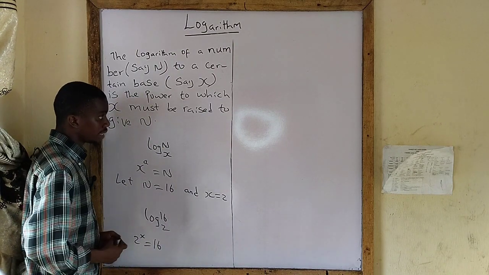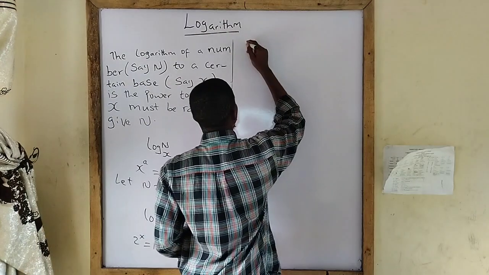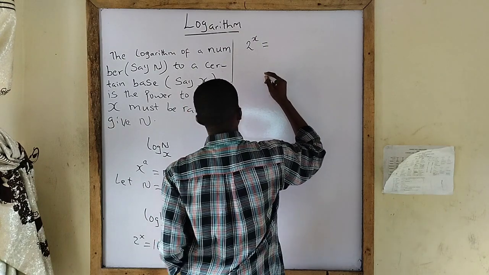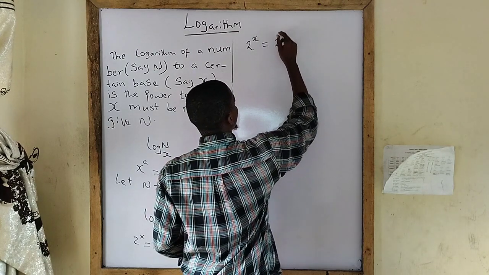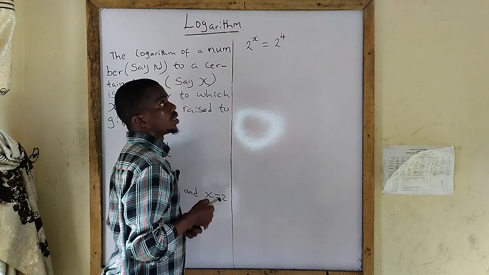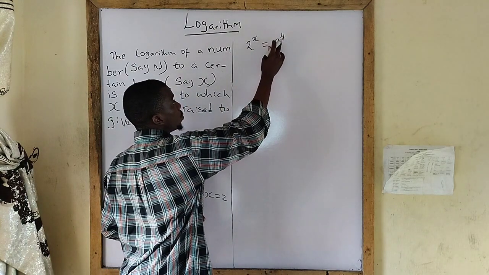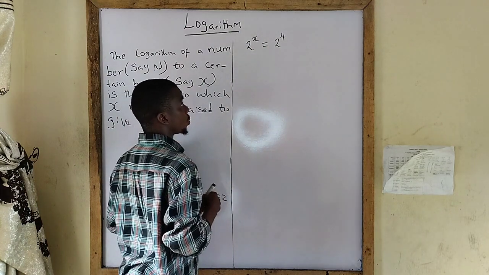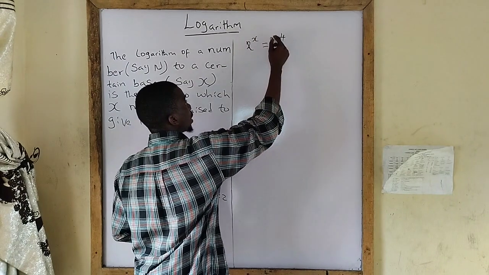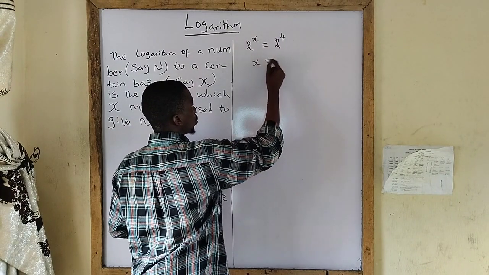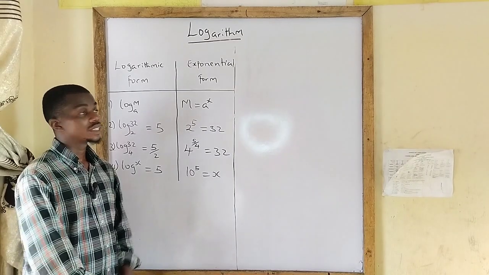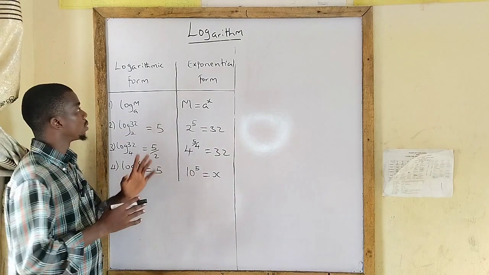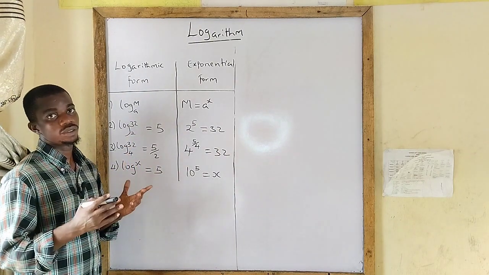So 2 to the power x equals 16, and writing 16 in its index form, this is 2 raised to the power of 4. The bases on both sides of the equation are equal, so we can cancel them, and we have that x is equal to 4. Remember, every logarithmic form has an exponential form.